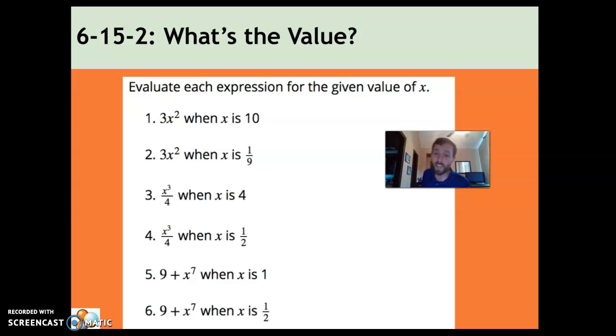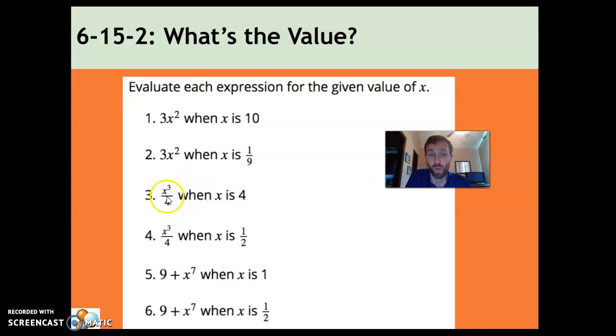So this is still page 82. And this says to evaluate each expression for the given value of x. So number 1 is 3 times x to the 2nd power. And we have x equals 10, x equals 1/9. Number 3, I want you to think about this because you're going to do these in just a second on your own. So on number 3, this should be read as x to the 3rd power divided by 4.